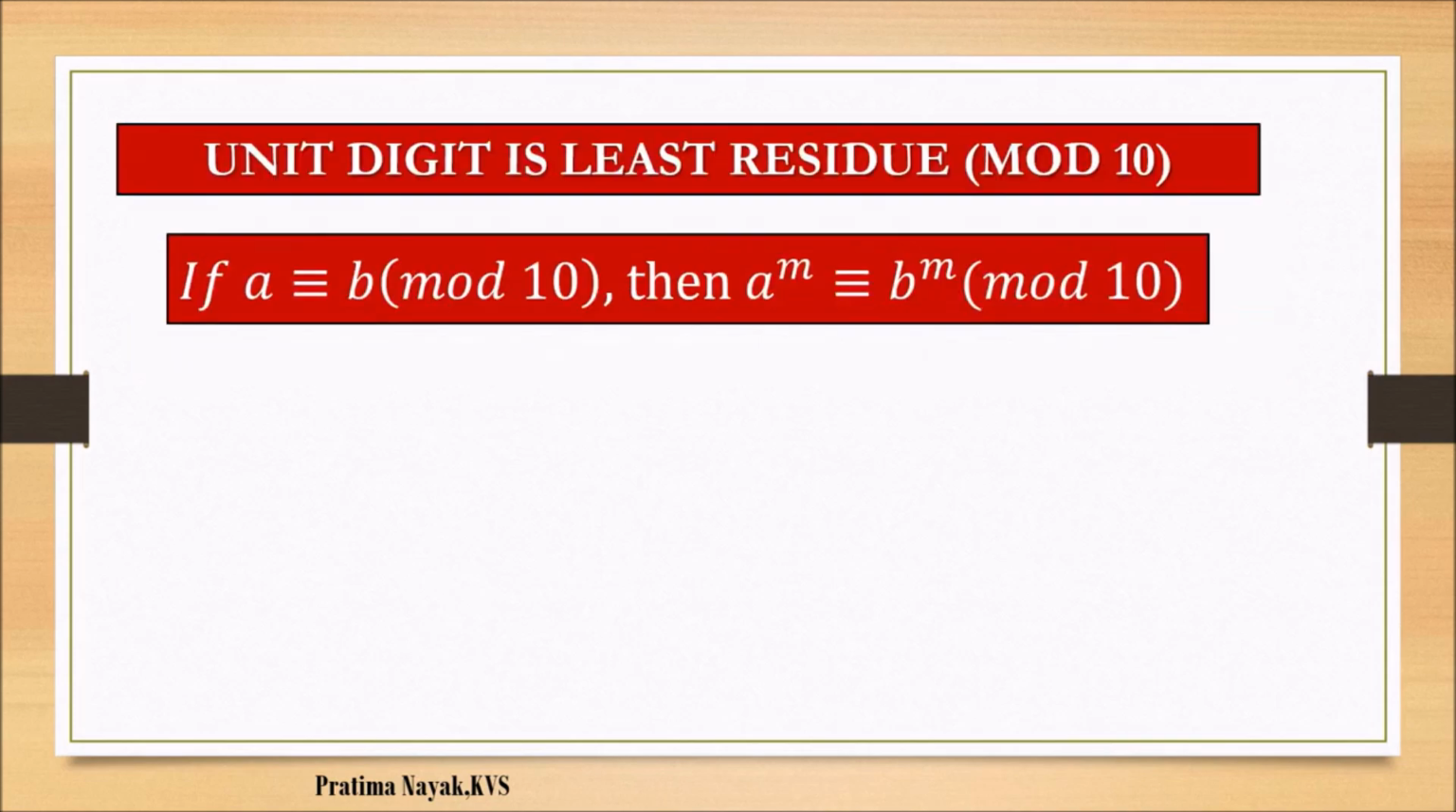So what is the unit place digit? Unit place digit is the least residue modulo 10. That means, suppose I'm taking 2 raised to the power 7. What will be the result? The result is 2 to the power 7, which is 2 to the 5 is 32, times 4, that is 128. So what is its unit place digit? Its unit place digit is 8. How do I know? This is the same as when I am dividing by 10, the remainder 8 is the unit place digit.